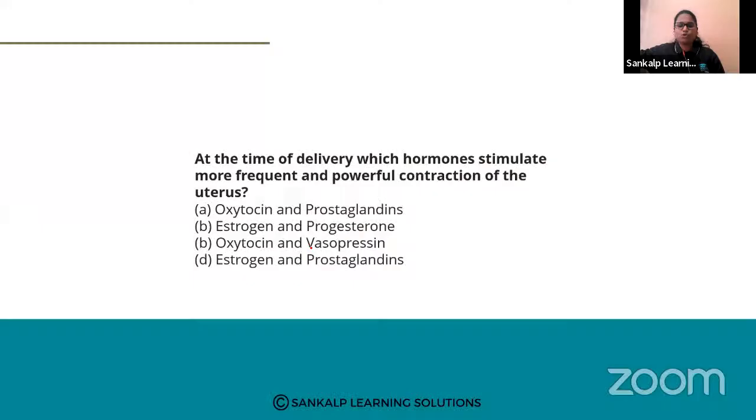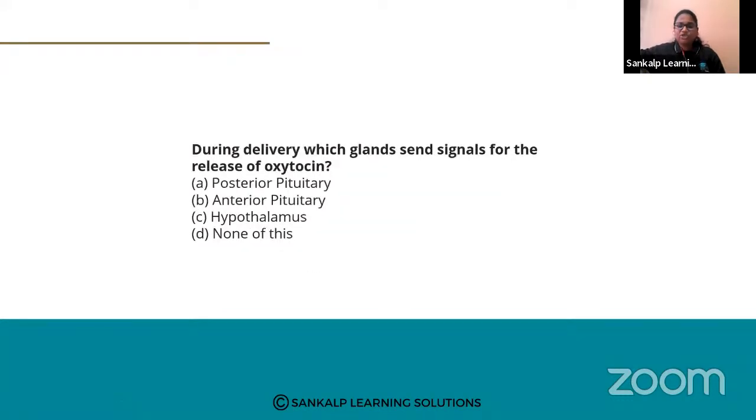Oxytocin and vasopressin is a right answer. Option C is a right answer here. Next question. During delivery, which gland sends signals for the release of oxytocin?